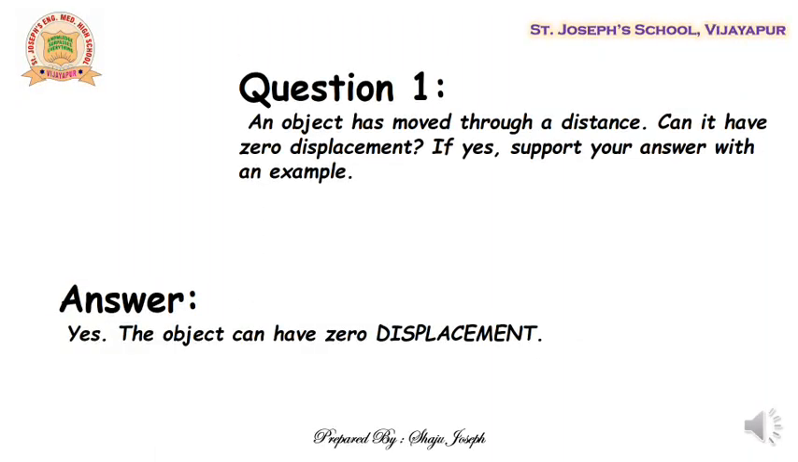First question. An object has moved through a distance. Can it have zero displacement? If yes, support your answer with an example. The answer is yes, the object can have zero displacement. Let us see how. Let us see an example.